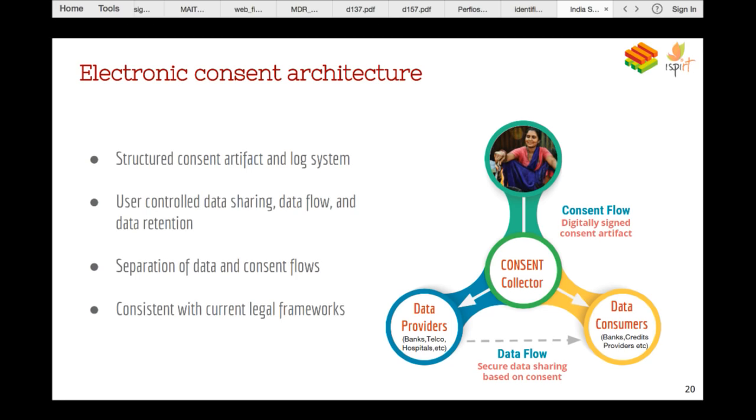They should be able to take this, go to the data providers, get a digital copy of the data, and then use it in the way that is specified in the artifact, and then keep on alerting me as my data gets used, and hence keep me in control of the entire data flow. This is quite consistent with the legal frameworks we have in India. It separates the data and the consent flows, and it creates room for many interesting applications to come alive.